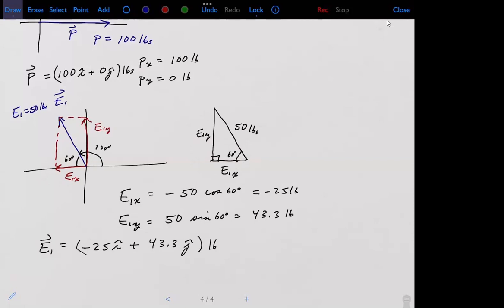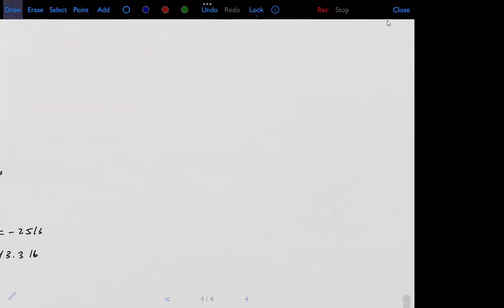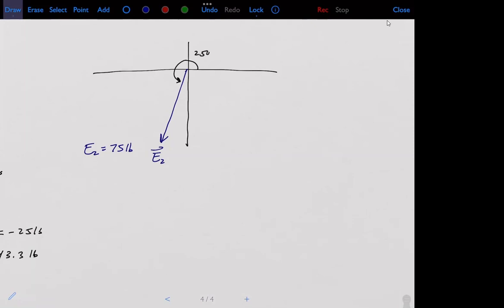And then finally, E2, do that over here. That was pointing in the third quadrant like this. The magnitude was, I think, 75 pounds. Yeah, 75 pounds. We know this angle was 250 degrees, which means this angle right here is going to be 70 degrees, right? The reference angle. And again, I want to find the x component. This is E2x, and then the y component.